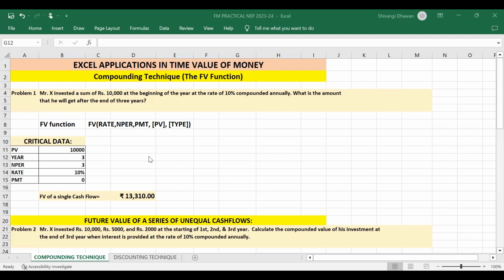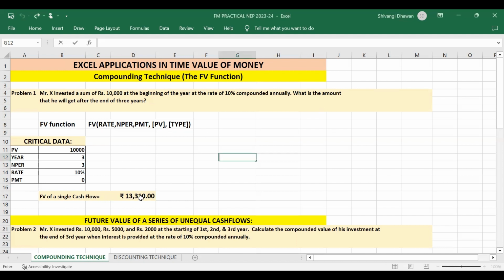Now, let's solve this question. First, try to write the critical data. In this question, the critical data is that present value for us is 10,000, years is 3, and number of periods, as the compounding is done annually only, is 3 only. Rate is 10% as given, and we do not have any constant payment given in the question. So we will use this information to calculate the future value of the single cash flow. For this, we will apply the future value function.